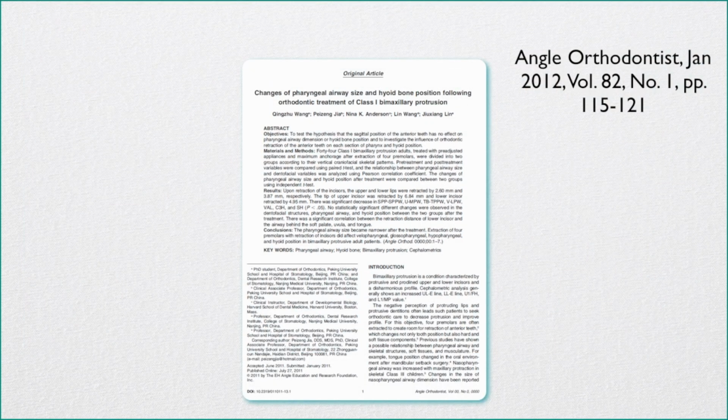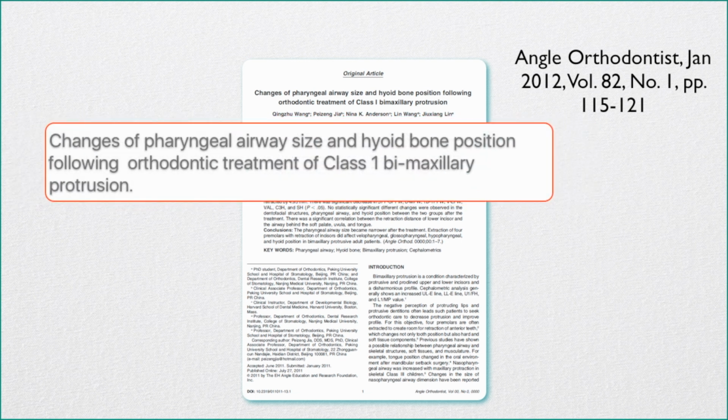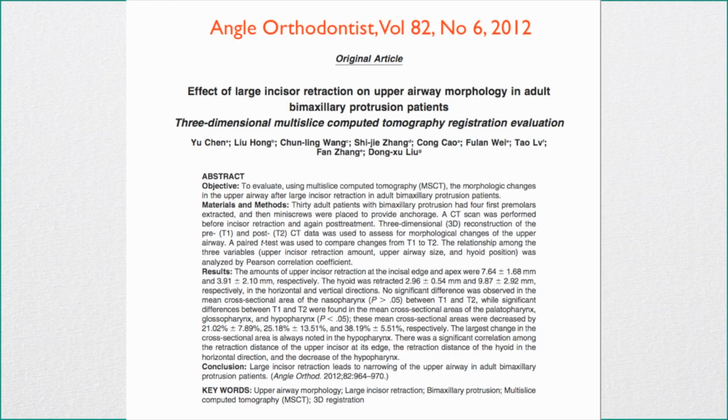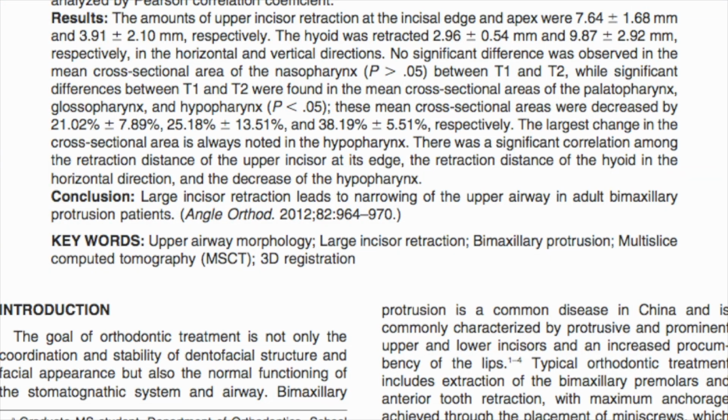Let's look at what happens from the refereed literature about changes of pharyngeal airway size and hyoid bone position following orthodontic treatment of class 1 bimaxillary protrusive patients. This is from China, and it talks about the fact that the pharyngeal airway size became narrower after the treatment. In other words, extraction of 4 premolars with retraction of incisors did affect the velopharyngeal, glossopharyngeal, hypopharyngeal, and hyoid position. Another study out of the refereed literature over the same thing concludes that large incisor retraction leads to narrowing of the upper airway in adult bimaxillary protrusion patients.